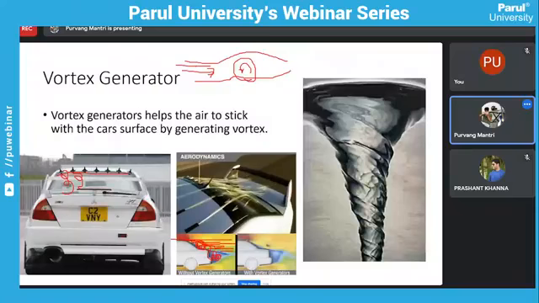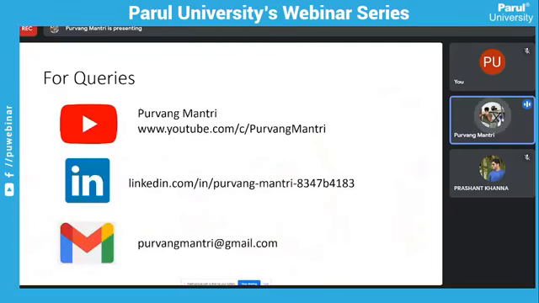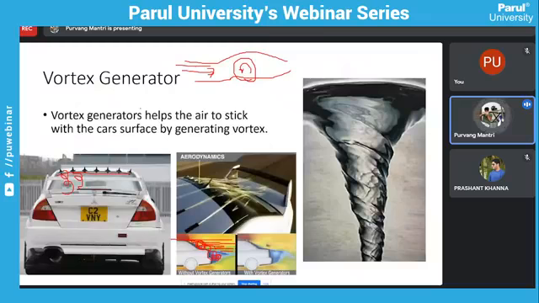And that's the importance of vortex generators. This was the last device that has been introduced with us for reducing aerodynamic forces and increasing downforce, reducing drag force, and helping the air to flow over the car smoothly.